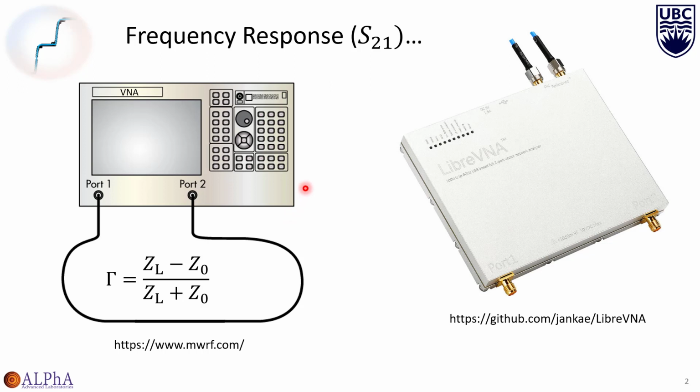Typically VNAs can be very expensive instruments, tens of thousands of dollars. These days they're starting to develop affordable versions, and so we're going to use this VNA called Libra VNA. It goes from about 1 megahertz to 6 gigahertz, and it costs about $500.